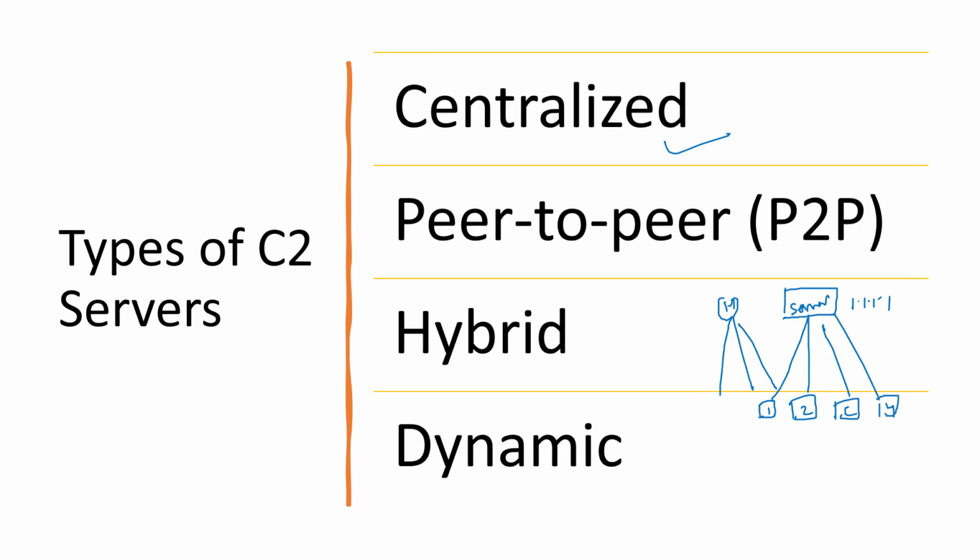So we have a centralized C2 server, which is the most common type of C2 server, and it is controlled by a single attacker who has complete control over the malware installed on the compromised system. Second is called P2P.